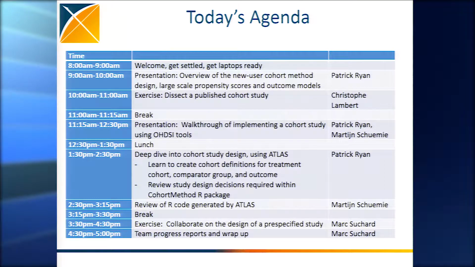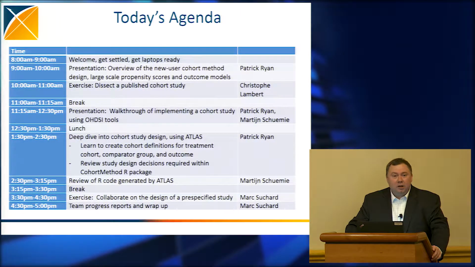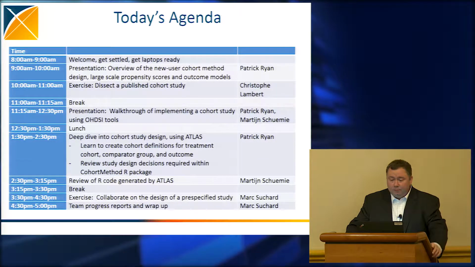Just to orient you to what we are going to be doing today, the agenda, which I think you should have received as an email. I'm going to start with just an overview of the new user cohort design and talk about the principles of propensity scores and how we're using that to do outcome modeling.